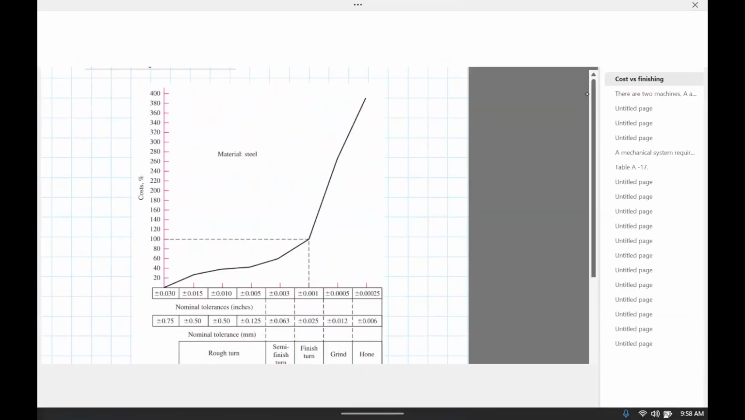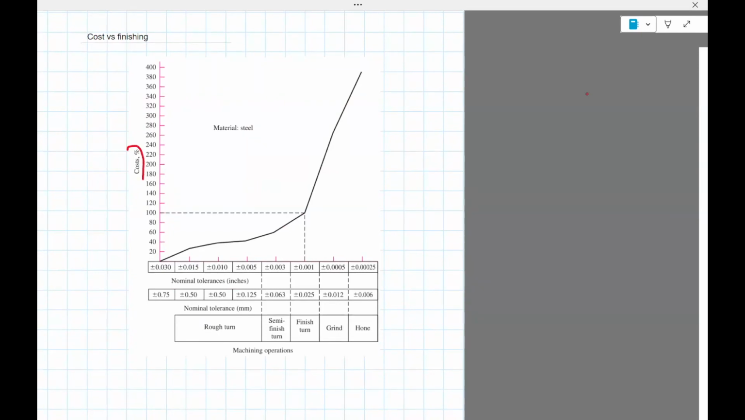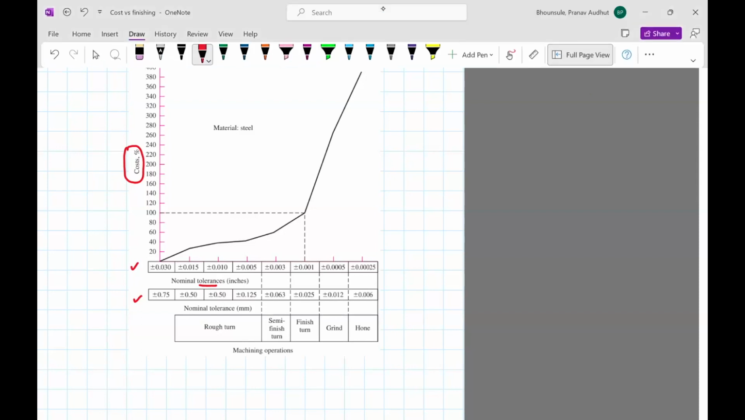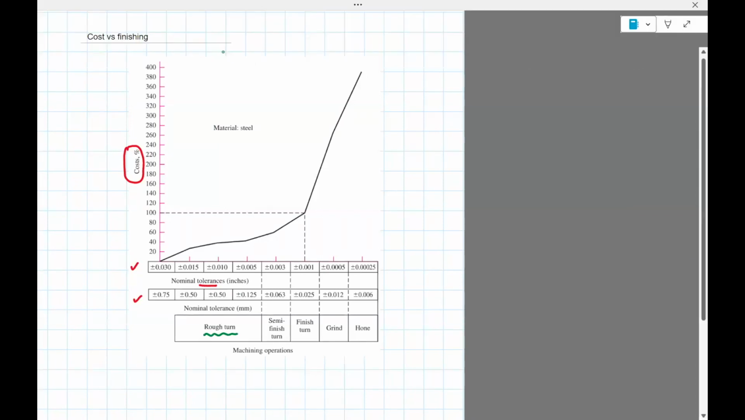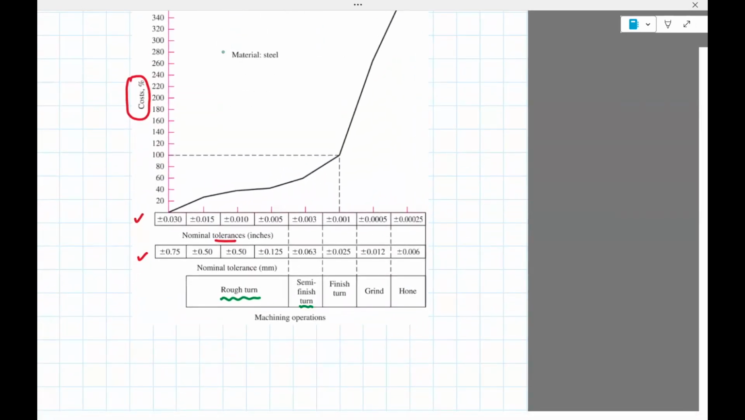So here is a graph which shows the cost as a function of tolerance. Okay, so this is in inches. This is in mm. And this basically tells you the kind of processes involved in making this particular part. Let's just take a shaft. So this is assuming you have a lathe, you do a rough turn, then you do a semi-finished turn, a finished turn, grind, hone. Now, each of these processes will actually reduce the material and then give you a better and better finish, right?